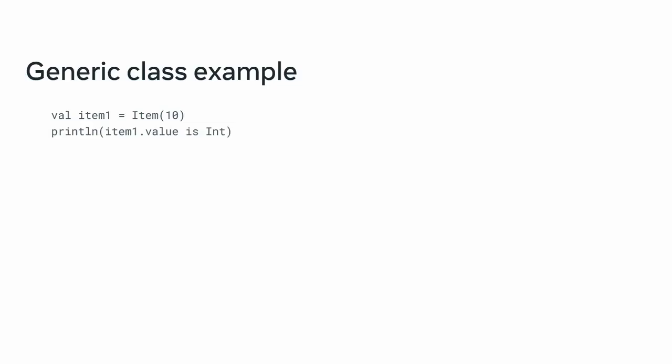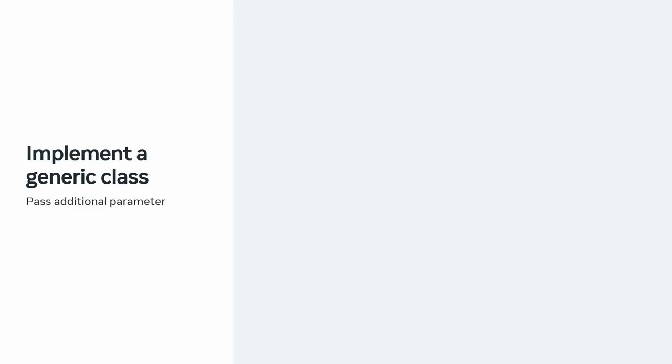That is how you can use this class with a string as well as with an integer. Both print statements would print true, as the first item is an integer, while the second one is a string. A generic class is implemented just like a non-generic class. The only difference lies in the additional parameter type that is passed to the generic class.